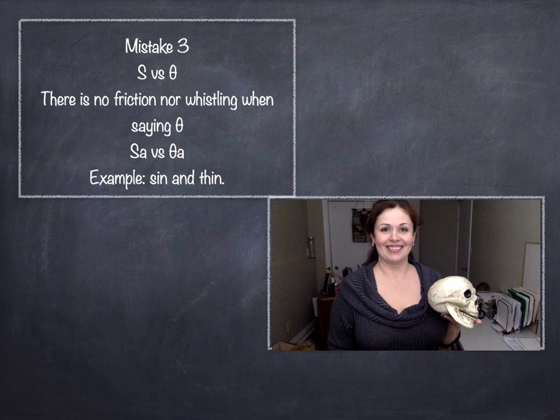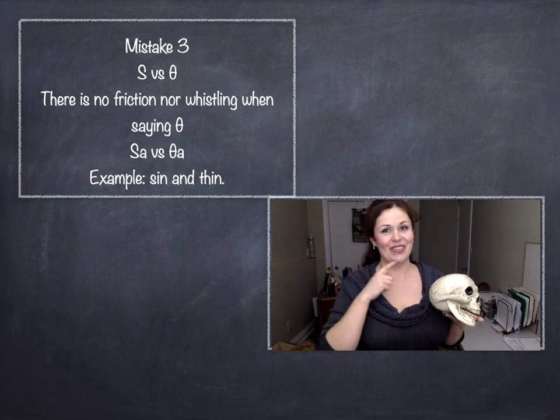Mistake 3. S versus th. There is no friction nor whistling when saying sa versus tha. Example, sin and thin. Remember to relax your jaw.